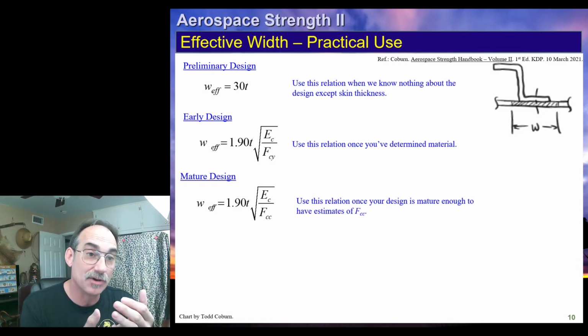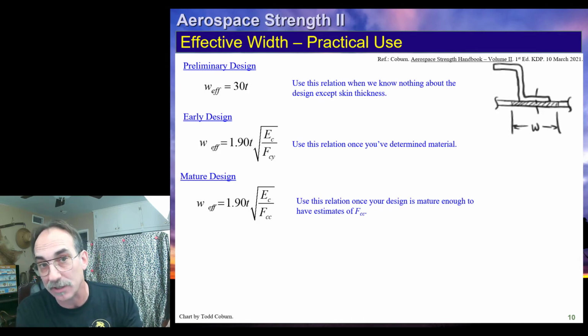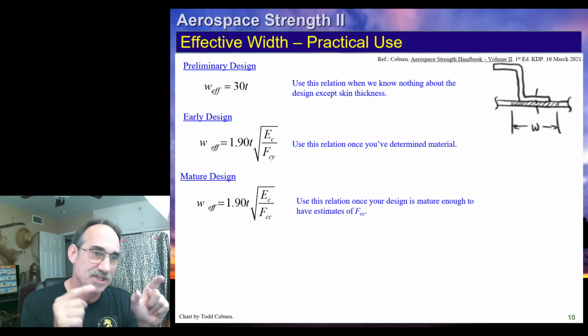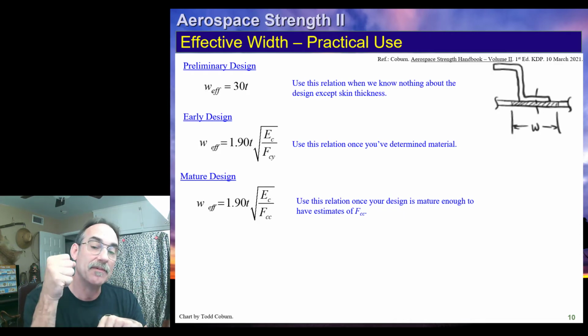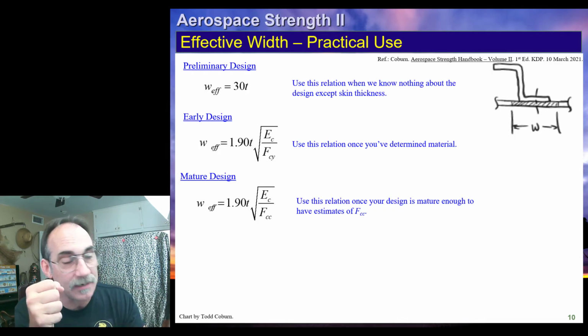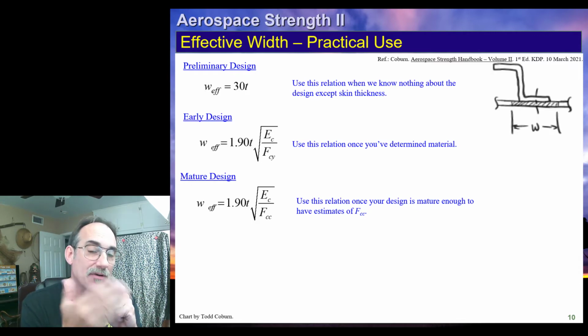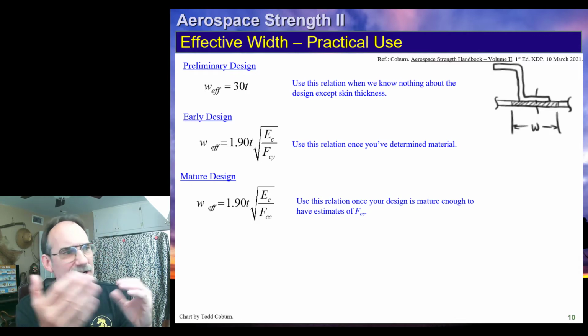Okay? Now, as our design matures, we're going to eventually calculate, not only know what the skin thicknesses are, but the materials and the crippling allowables. We'll be calculating those. Once we know the crippling allowable, this is really the best number to stick in here. So you're going to have the compressive modulus of the skin divided by the crippling allowable of the stringer itself.